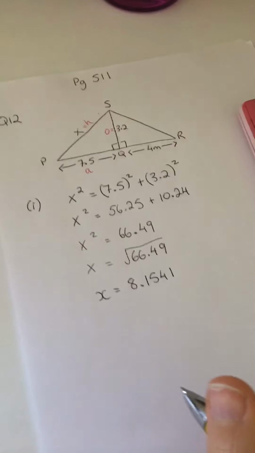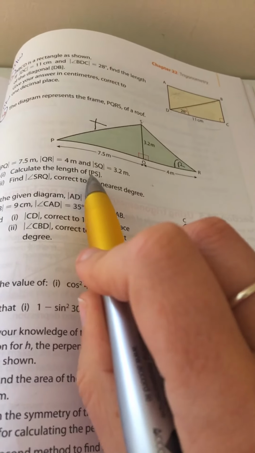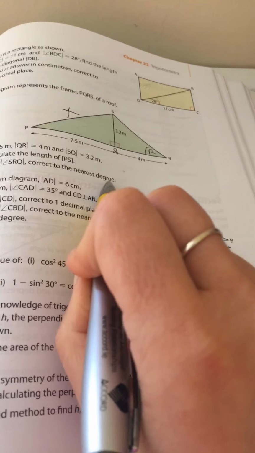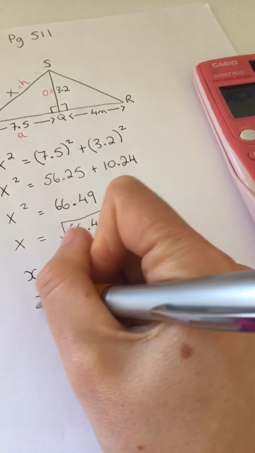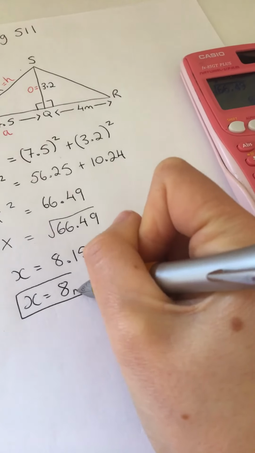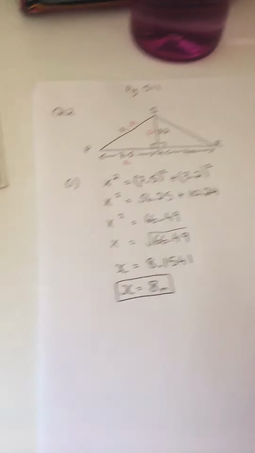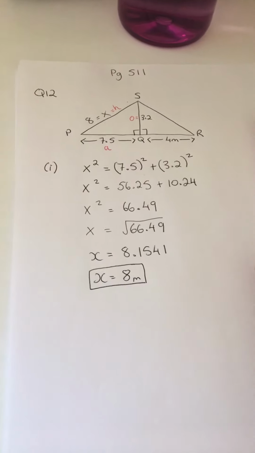8.1541. And checking back with the question, they wanted to calculate the length of PS. They don't say, but they want that to the nearest degree. So I'm just going to give it to the nearest whole number. And we're working with meters, so I'll pop that in there. So there we go. X is 8.